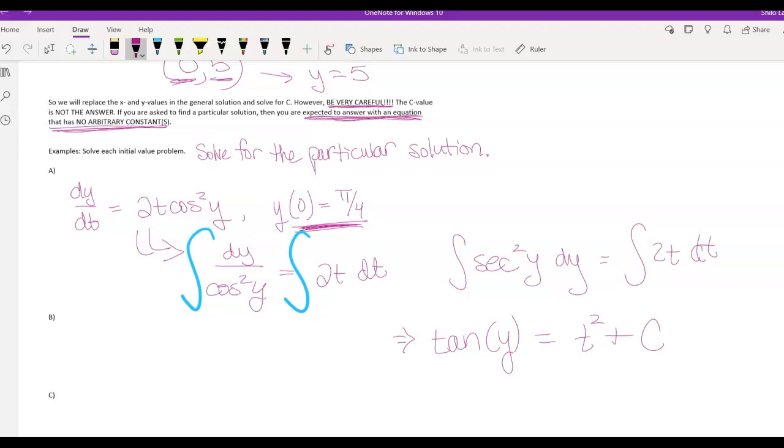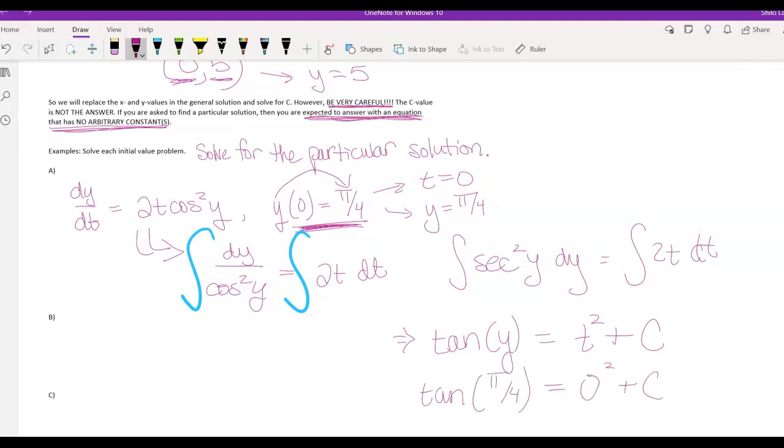Because this is an initial value problem, I'm not going to end this problem here by solving for y by doing tangent inverse. I'm going to use my t and my y value and plug them in now while I see operations that are more familiar to me. So remember, the y value is on the opposite side. What this is telling me is that t is equal to 0 and y is equal to pi over 4. So when t is 0, y is pi over 4.